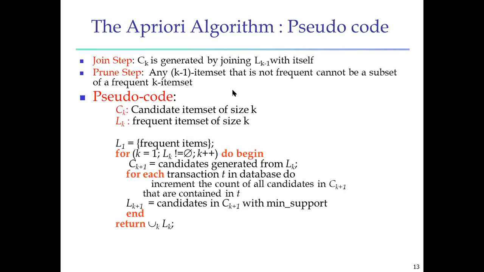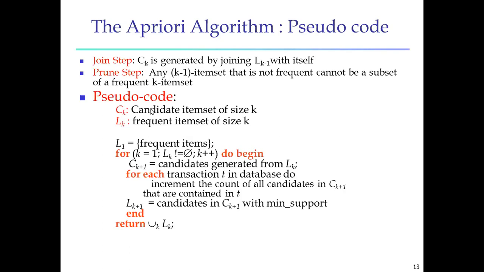So whichever subset or sequence is not following this minimum threshold, that we are removing, that is termed the prune step. The dictionary meaning of prune is cropping, cutting. So whatever atoms are not following the minimum threshold, we are removing them. That is what the prune step is.